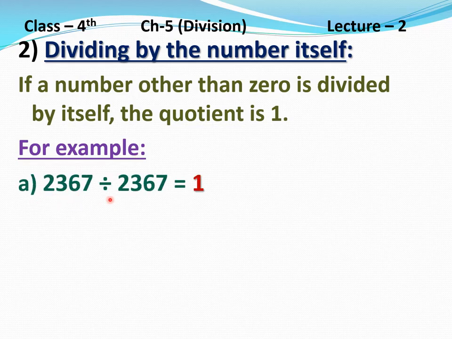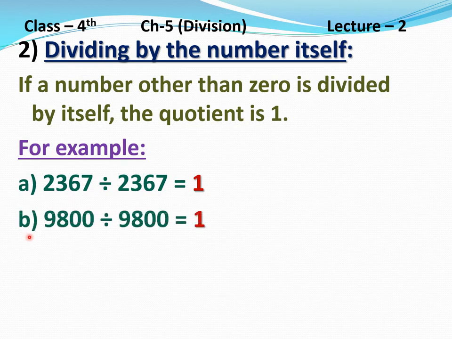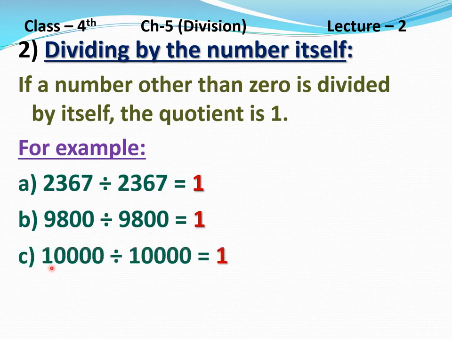2367 divided by the same number, that is 2367, equals 1. B part 9800 divided by 9800 equals 1. C part 10,000 divided by 10,000 equals 1. Clear?